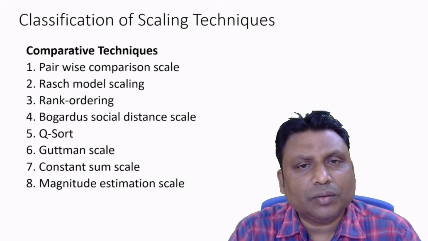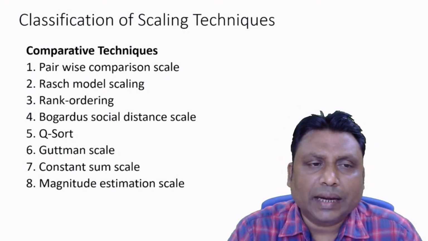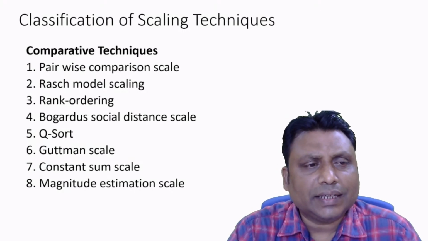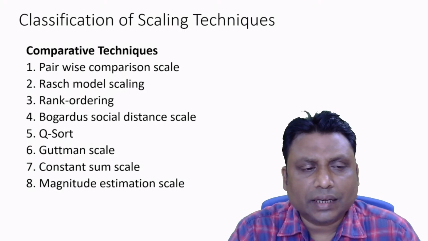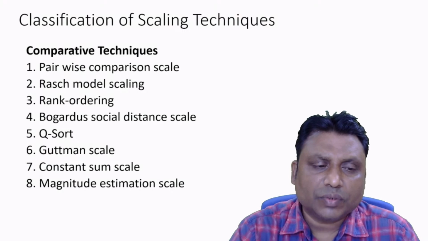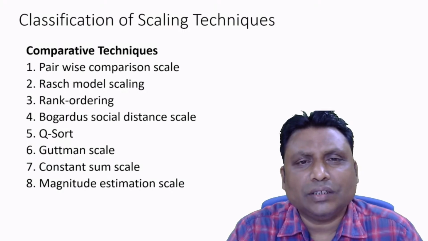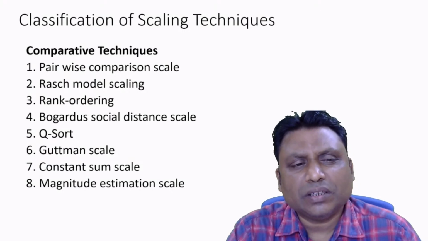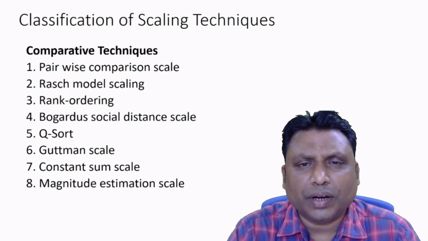What is the classification of scaling techniques? There are two types: one is comparative techniques and another is non-comparative techniques. What are the comparative techniques? Pairwise comparison scale, Rasch model scaling, rank ordering, Bogardus social distance scale, Q-sort, Guttman scale, constant sum scale, magnitude estimation scale. Out of the 8 comparative techniques, not all are used in our research work. Generally we use the pairwise comparison scale, rank ordering, Q-sort, and constant sum scale. These are the most important scales we use.